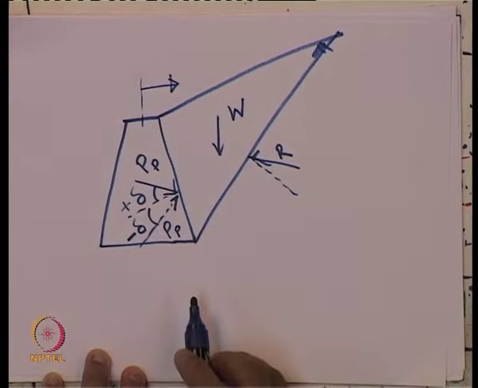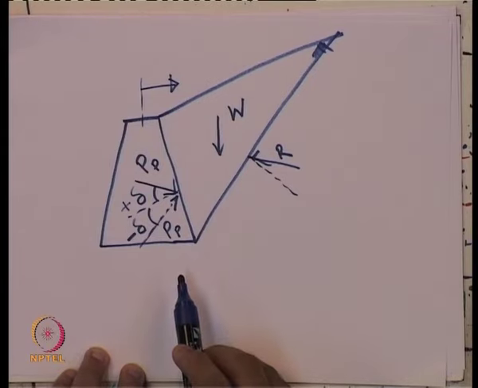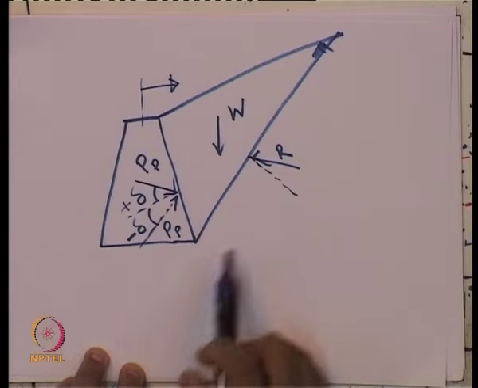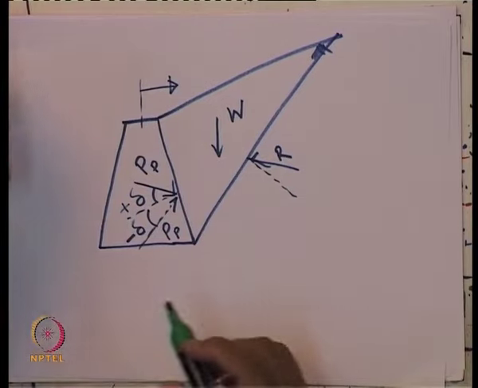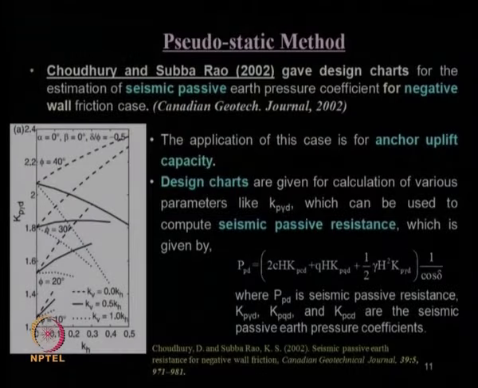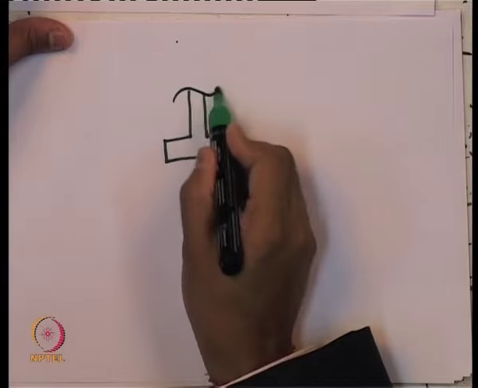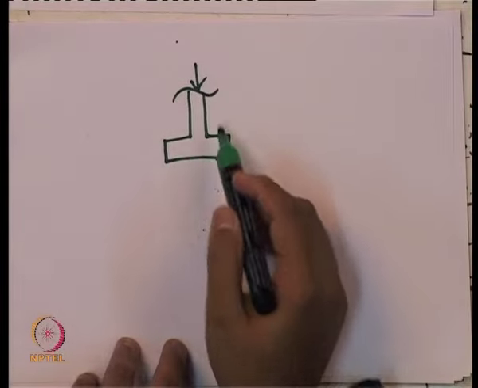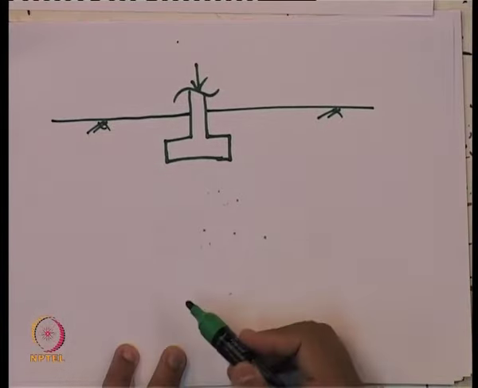This passive earth pressure is nothing but an application of this, where we can apply passive earth pressure not only for the design of retaining walls. We can apply it for the bearing capacity of foundations as well as anchor uplift capacity. How? Let me describe it. When we are talking about some footing, a shallow footing problem like this, which is, let us say, embedded at a shallow depth like this.